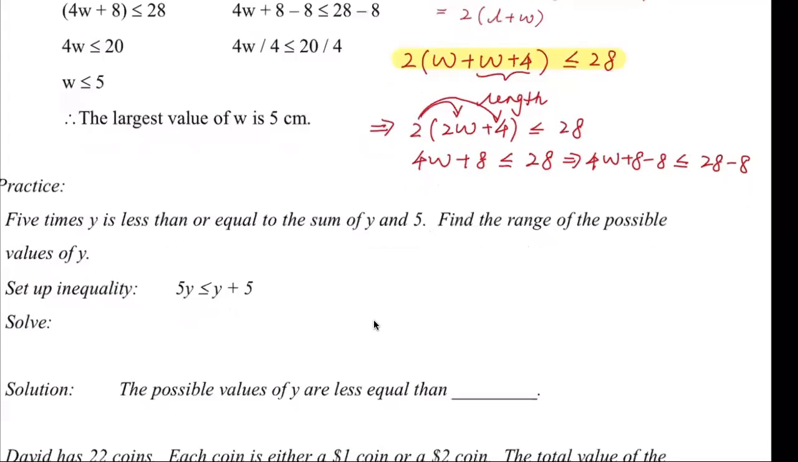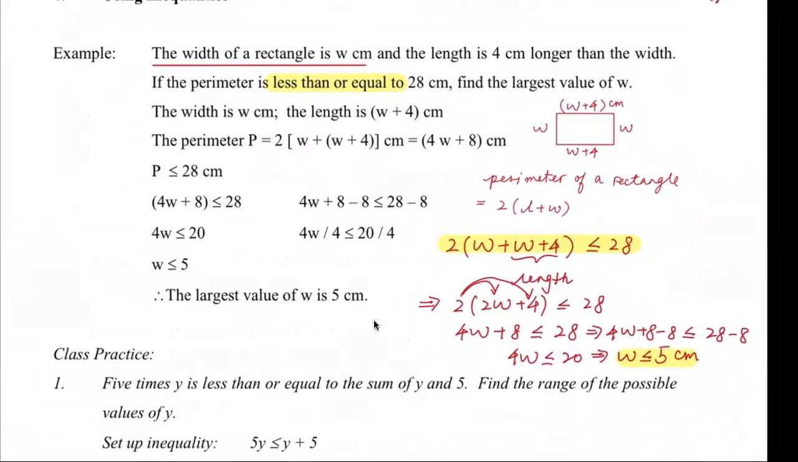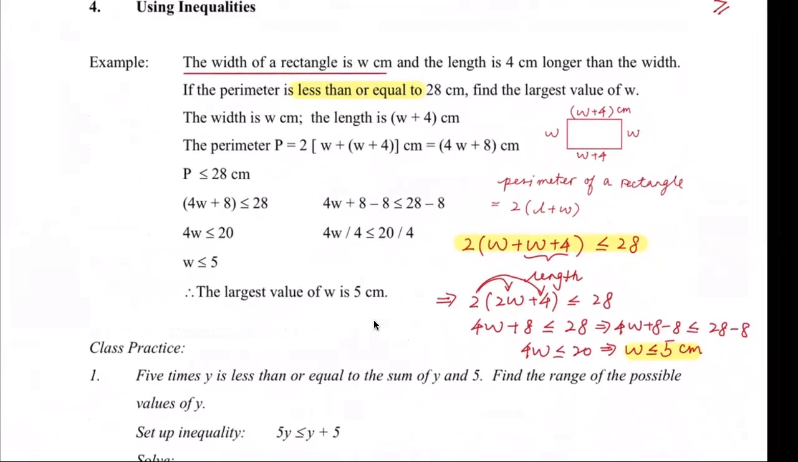Okay? So the left-hand side becomes 4W, smaller than or equal to 28 minus 8, that's 20. And the solution is W is smaller than or equal to 5 centimeters. Okay, so this is our solution. This is how we solve this example question.